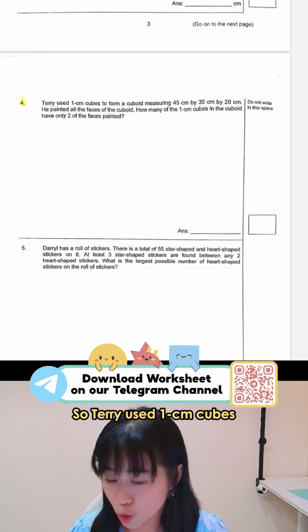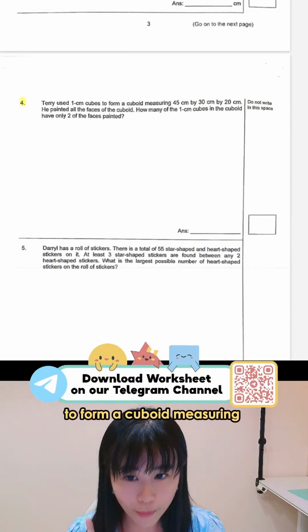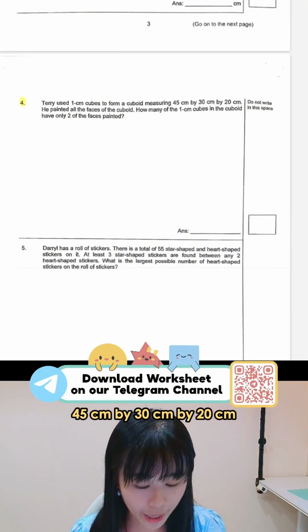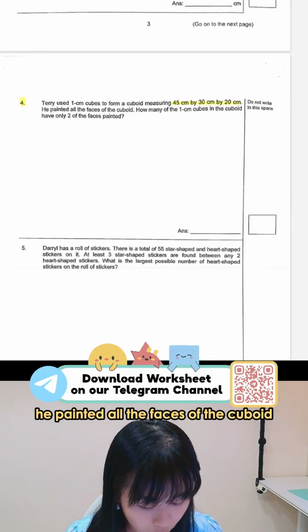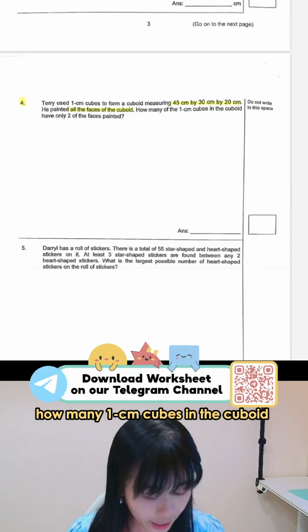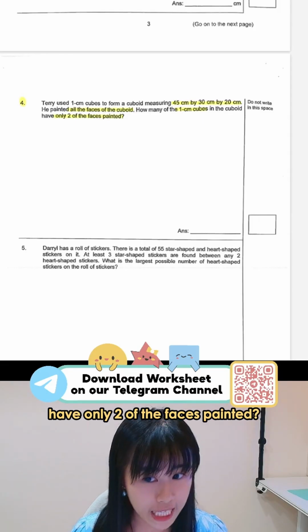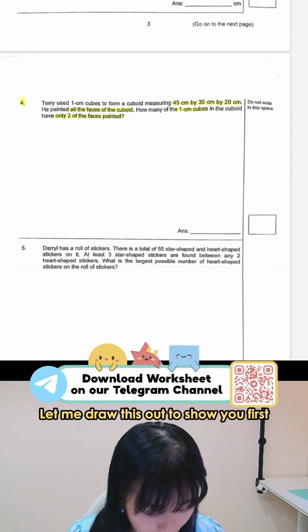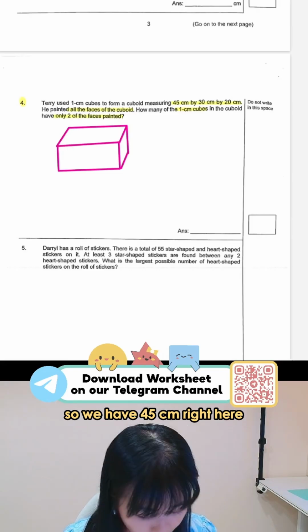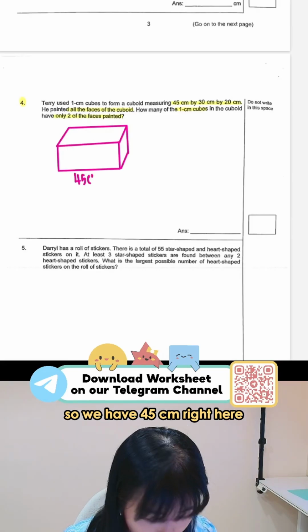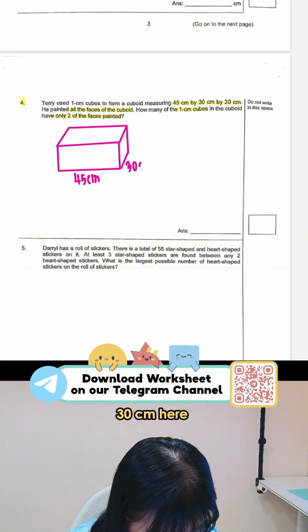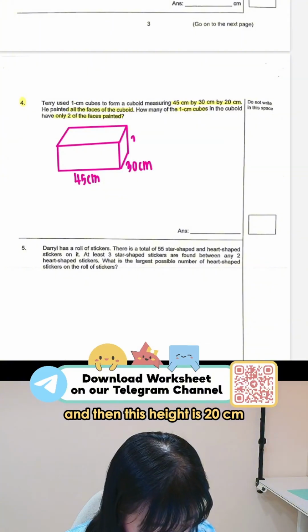Okay, so Terry used 1 cm cubes to form a cuboid measuring 45 cm by 30 cm by 20 cm. He painted all the faces of the cuboid. How many 1 cm cubes in the cuboid have only 2 of the faces painted? Let me draw this out to show you first. So we have 45 cm right here, 30 cm here, and then this height is 20 cm.